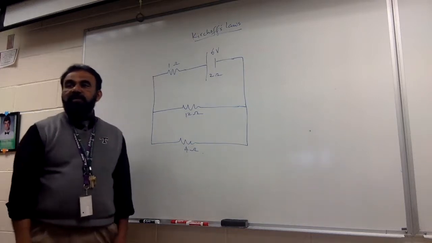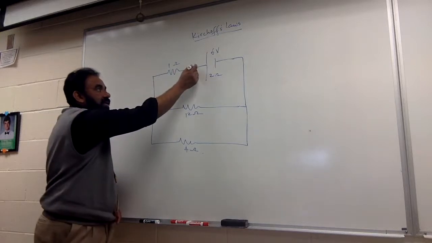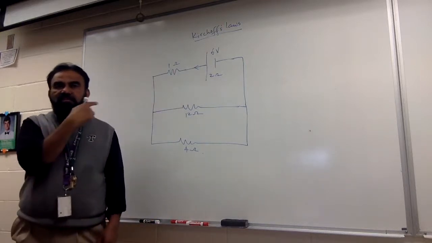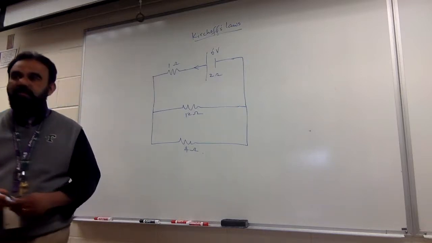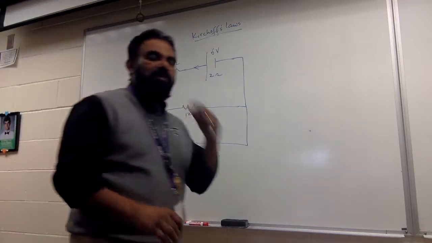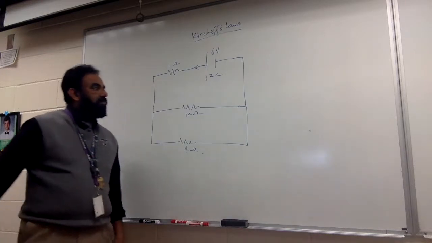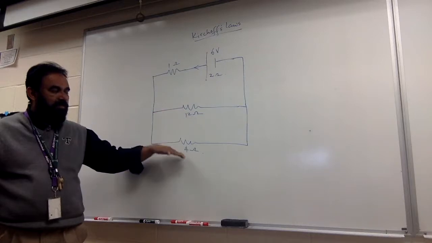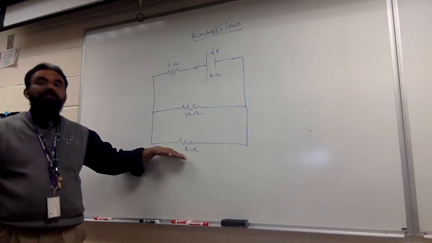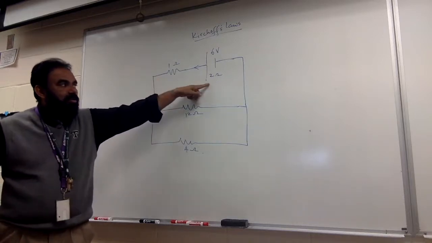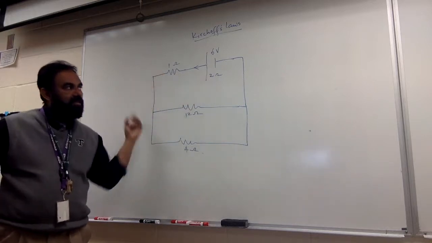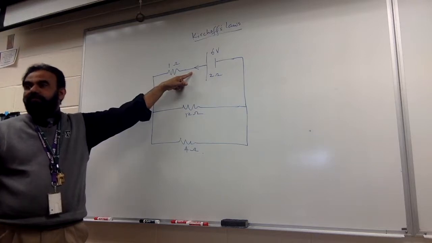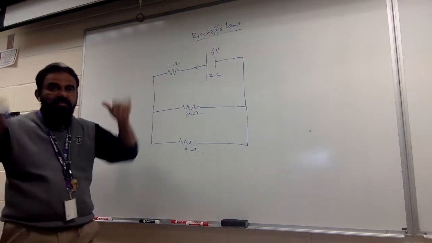Alright, can anyone tell me the answer for the current here, right now? Without using Kirchhoff's laws, just look at the board and tell me what is the current right there. If you look at the combination of these two, they are in parallel. So 12 times 4 over 12 plus 4 gives you 3. 3, 1 and 2 are all in series, making it 6 ohms. So you should get the current here as 1 ampere. So you already know the answer for this.